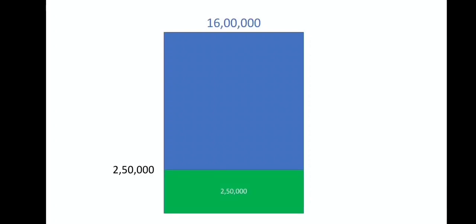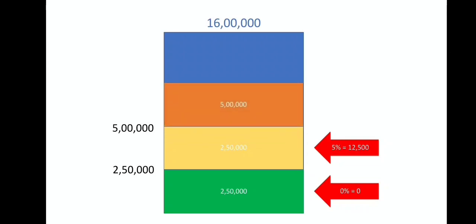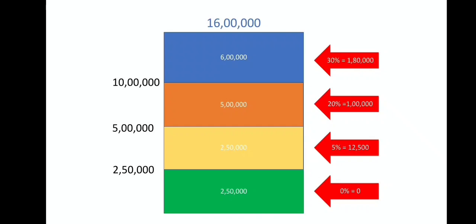For the first 2,50,000, there is no income tax. For the next 2,50,000, that is from 2,50,000 to 5 lakh, 5% is supposed to be paid as income tax, which comes out to be 12,500 rupees. For the next 5 lakh, that is from 5 lakh to 10 lakh, 20% is to be paid as income tax, which comes out to be 1 lakh rupees. And for the rest of the 6 lakhs, 30% is to be paid as income tax, which comes out to be 1,80,000. On summing up the income taxes of all the 4 slabs together, we get the total income tax.